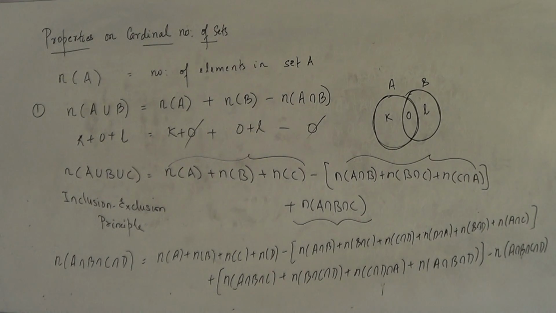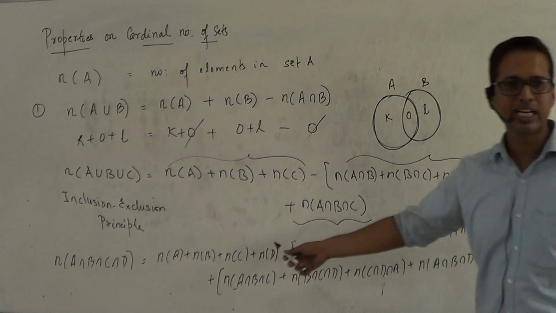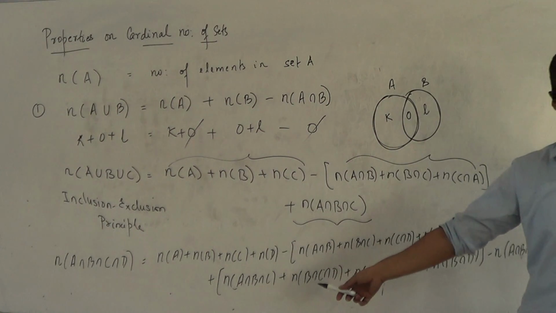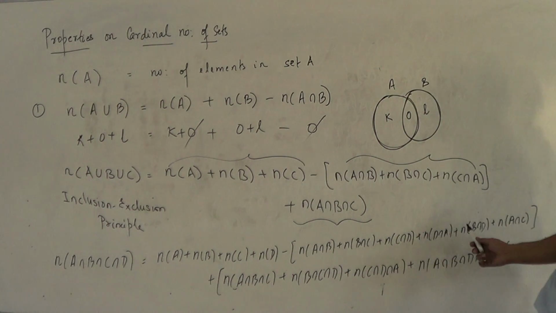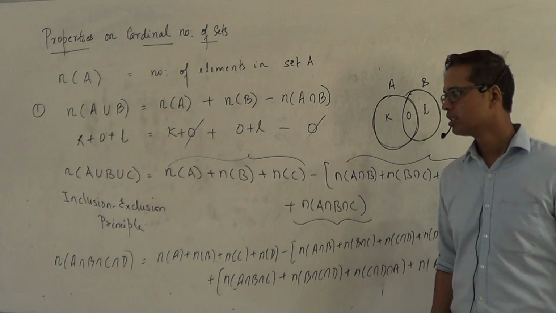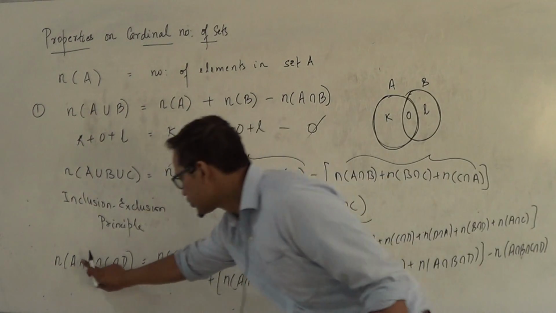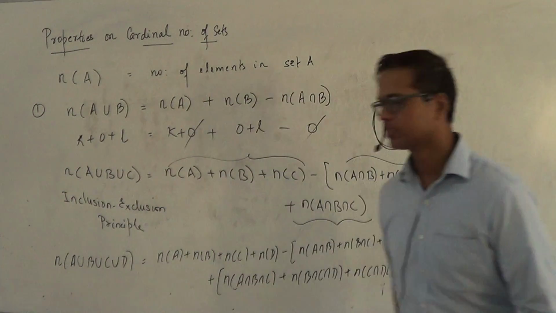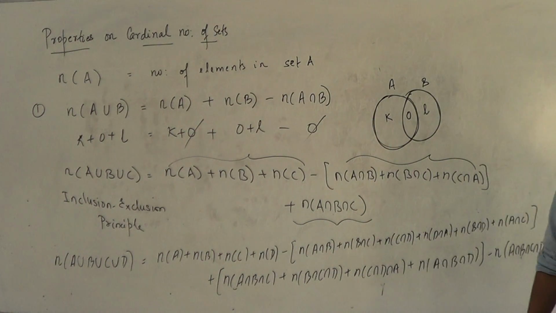The generalization is summation 1 at a time minus summation 2 at a time plus summation 3 at a time minus summation 4 at a time plus summation 5 at a time, like that. So n of A union B union C union D and so on is the maximum generalization: sigma K equals 1 to n of minus 1 to the power K minus 1, times the sum over all n choose K intersections taken K at a time.